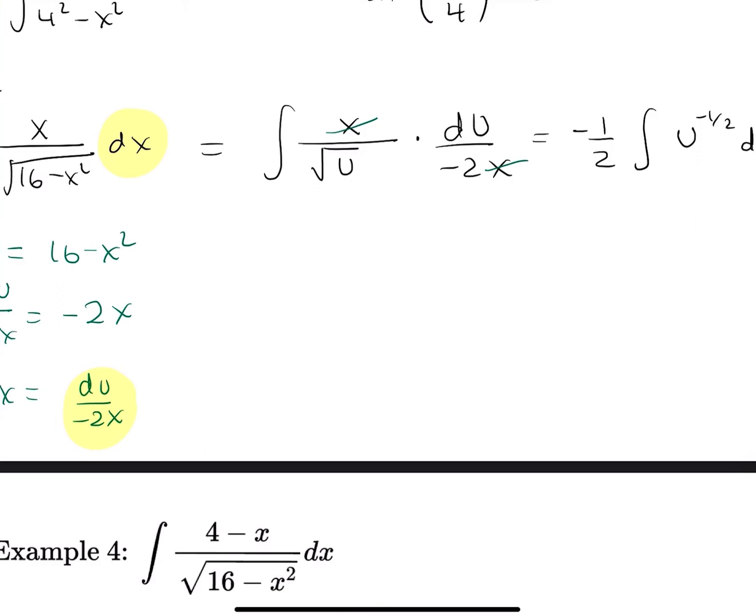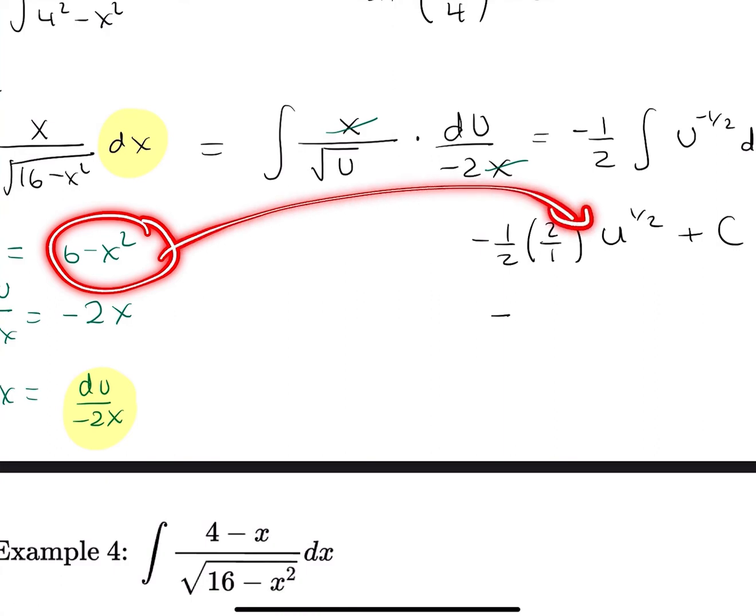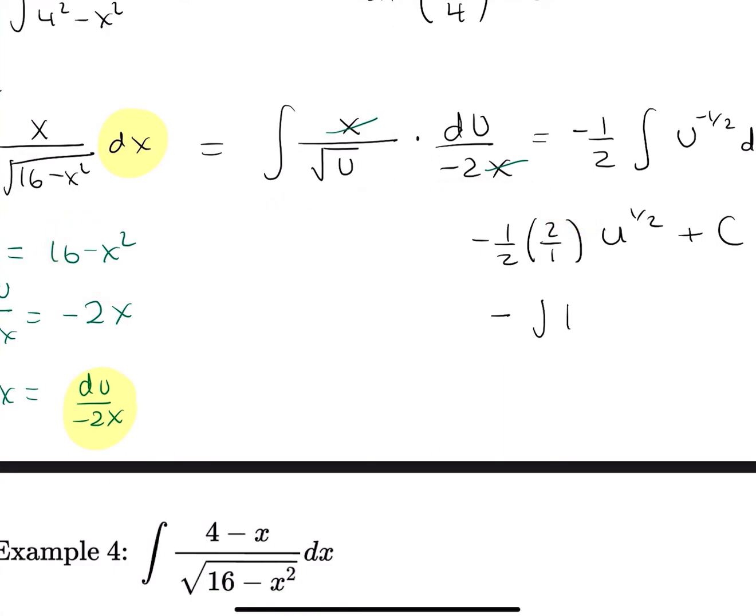Notice that I've rewritten 1 over the square root of u as u to the minus 1/2 so that I can easily apply the power rule for integration. Once I do that, I'm now going to add 1 to the exponent, giving me 1/2. So I get negative 1/2 times 2 over 1 u to the 1/2 plus c. Simplifying, we get negative u to the 1/2, so let's plug u in here. So we get negative the square root of 16 minus x squared plus c.